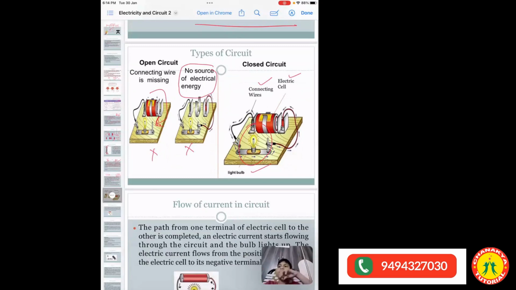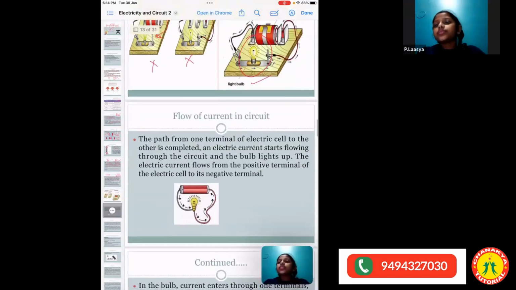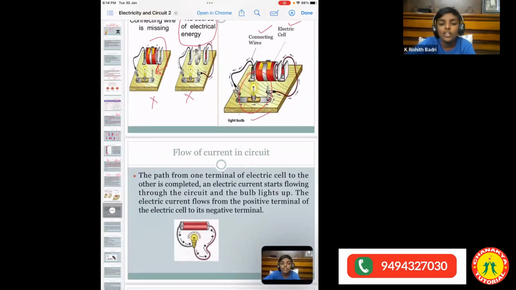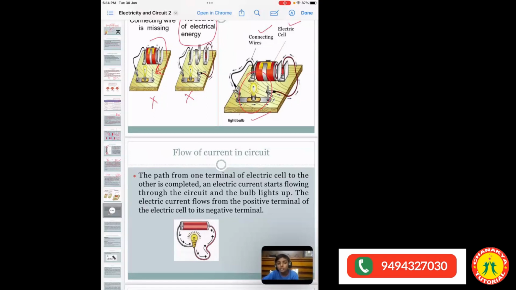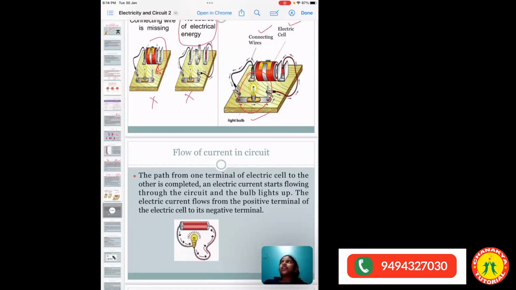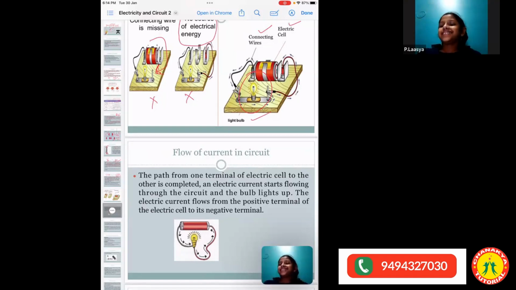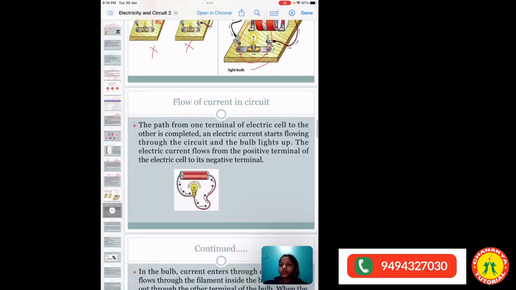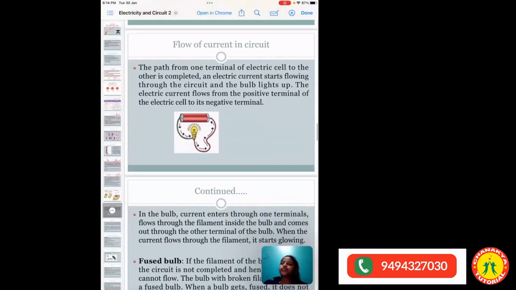Yes, Rishit? One day in my school, my friend did the same thing. He didn't have a battery, so he just made an open circuit. Yeah, an open circuit can also be made. Yes, Lasya? So closed circuit is the correct one to connect anything. Yeah, correct. We should have only a closed circuit so that the bulb can glow or the appliances can work properly.